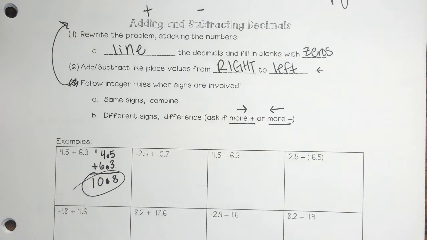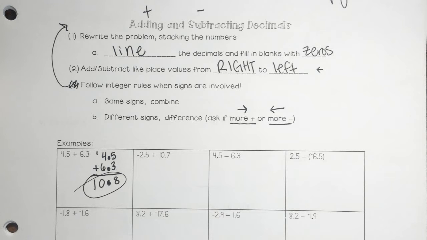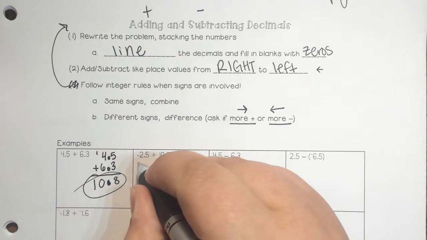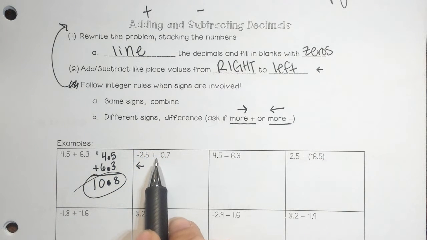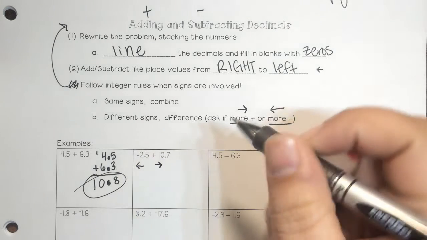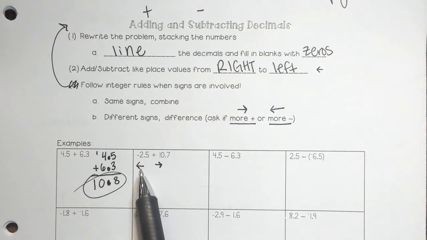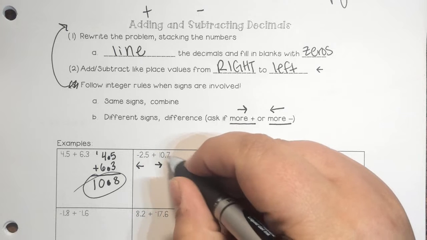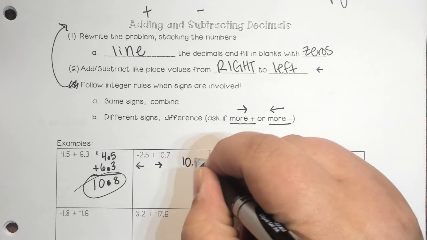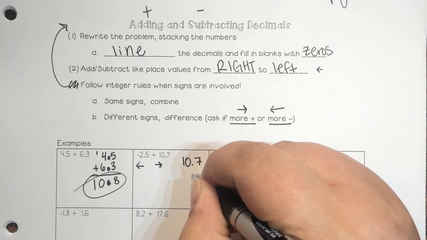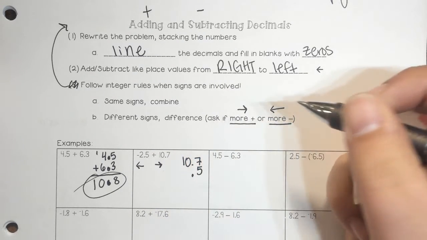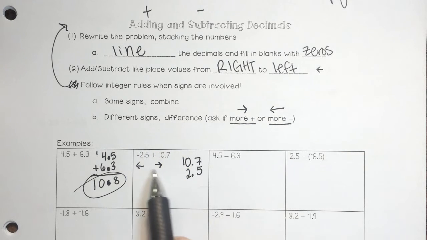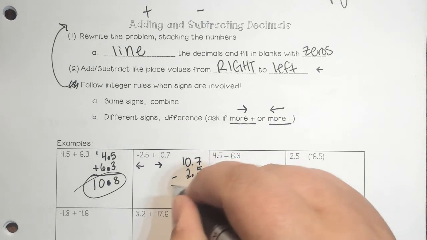Looking to the right of that, we've got negative 2.5 plus 10.7. So we're going to have to follow our integer rules when there's signs involved. Negative 2.5 goes left, and positive 10.7 goes right. So those are different signs, which means we're going to actually subtract. So I'm going to stack these up, and I'm going to subtract. I want the larger number on top. So I have 10.7 minus 2.5, and that's where the decimal is. So the 5 goes underneath the 7, and the 2 goes underneath the 0. And I want to subtract because those signs are going in different directions, so we're finding the difference.